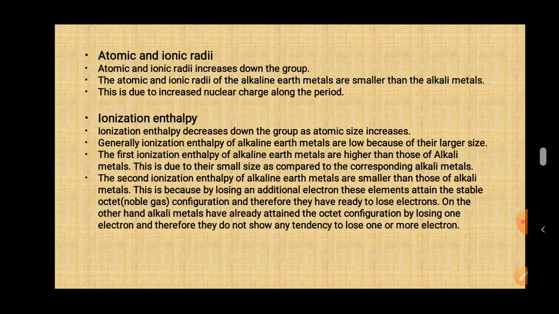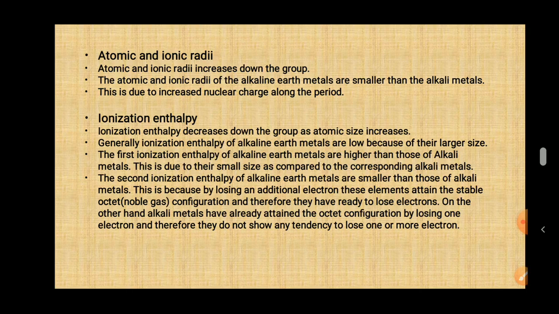But now if I compare with the alkali metals, anyhow the properties of alkali metals I already explained. Now I am just comparing alkaline earth metals and alkali metals. This is alkali metals and alkaline earth metals, across the period. So along the period, what happens to the atomic size or atomic radius? Along the period, atomic radius or atomic size or ionic radius decreases.